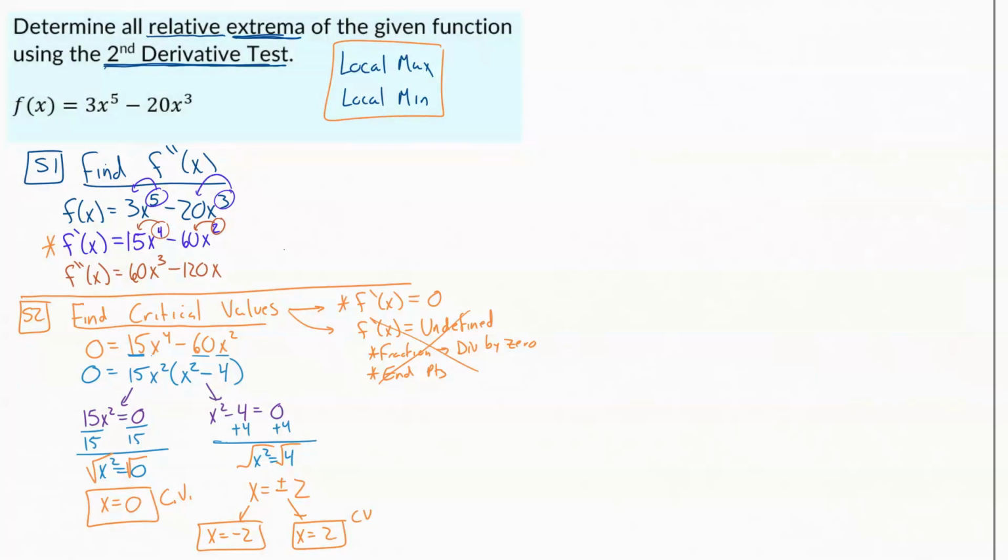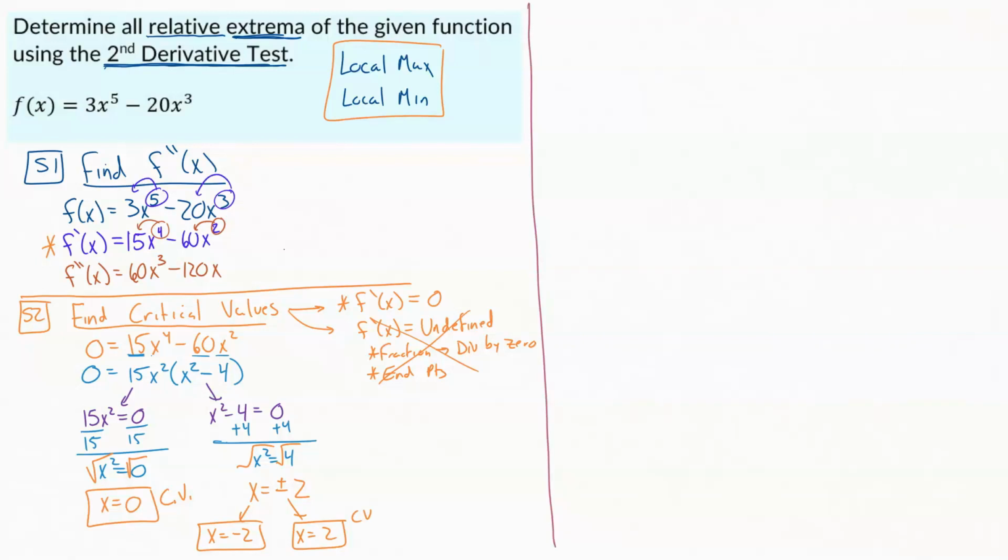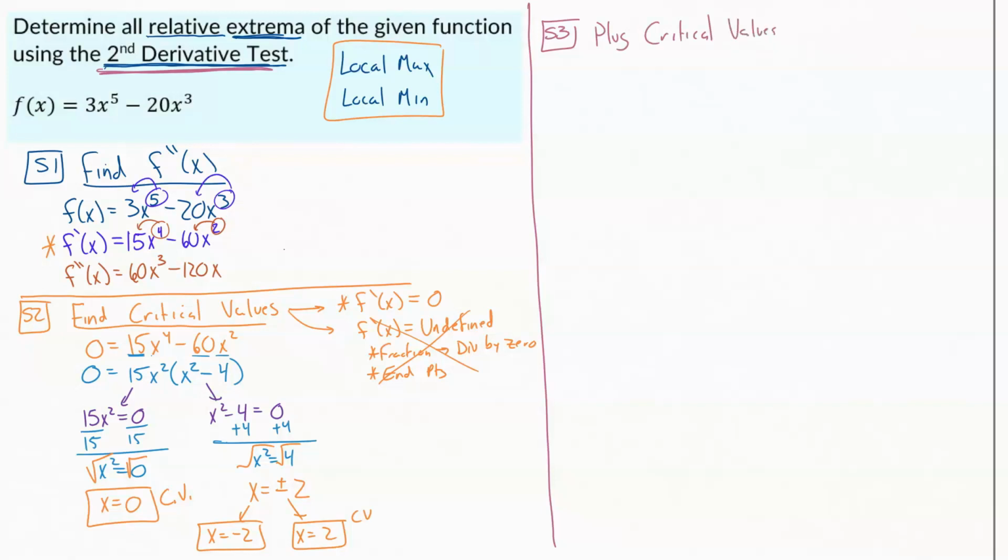From there, we're on to step 3. This is where things change up, right? So up to this point, it looks basically like a first derivative test. We've found our derivatives, we found our critical values. Step 3, however, because they want us to do this using the second derivative test, you are going to plug the critical values into your second derivative. And that is going to tell us what's happening here.